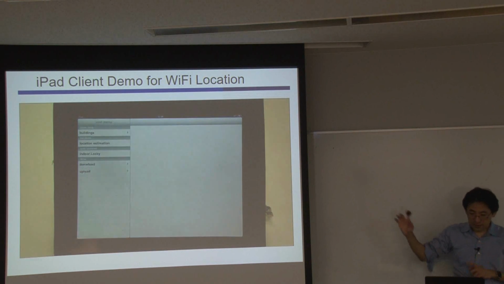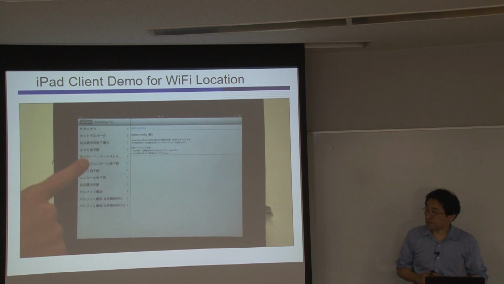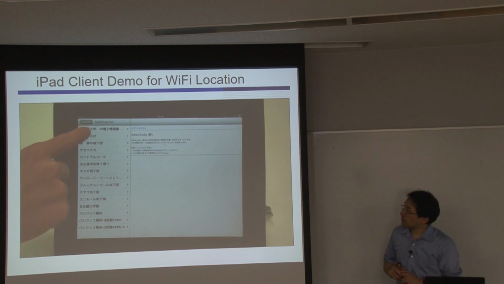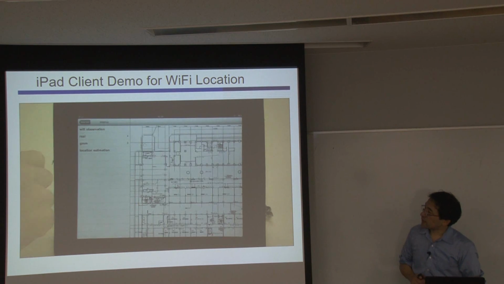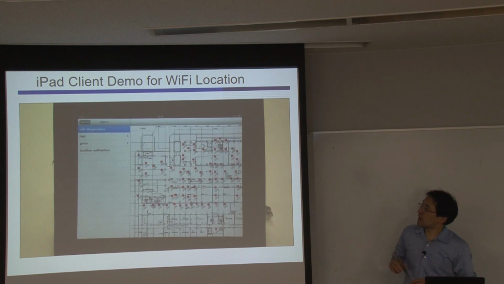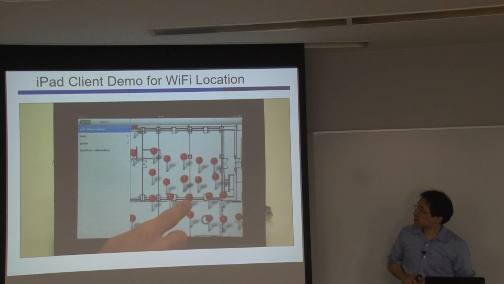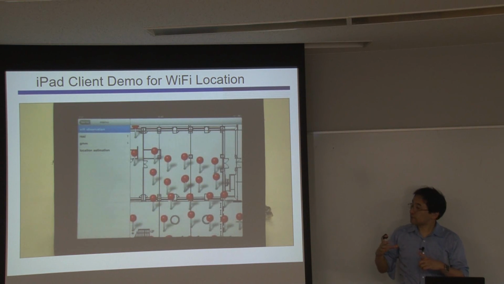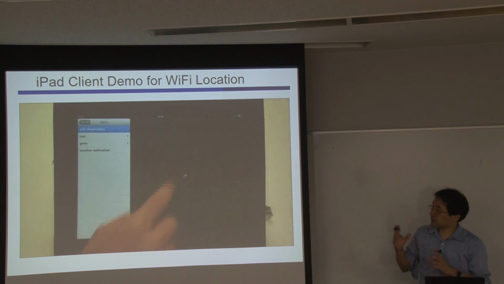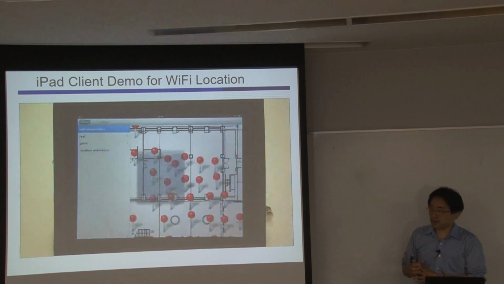Okay, I will show the demo. This is the iPad client demo. Initially we start from the survey phase. In the iPad we have a map of the building like this, and we can make a survey of it. Each pin shows a survey point. When you tap one, each point has the signal strength from the different access points, so you can get the Wi-Fi signals.